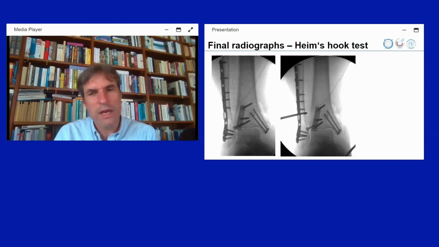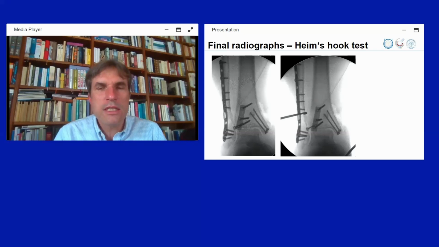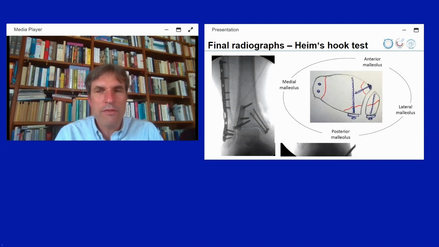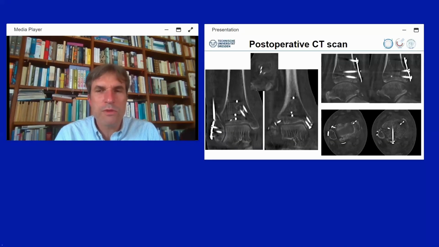I would still advise you to test it. And of course, this hook test on the X-ray only shows the lateral displacement that might be there. But of course, you should manually, above all, test the AP displacement of the distal fibula in those patients. In this patient here, it was stable. So after fixation of all the bony injuries, the syndesmotic complex was stable.